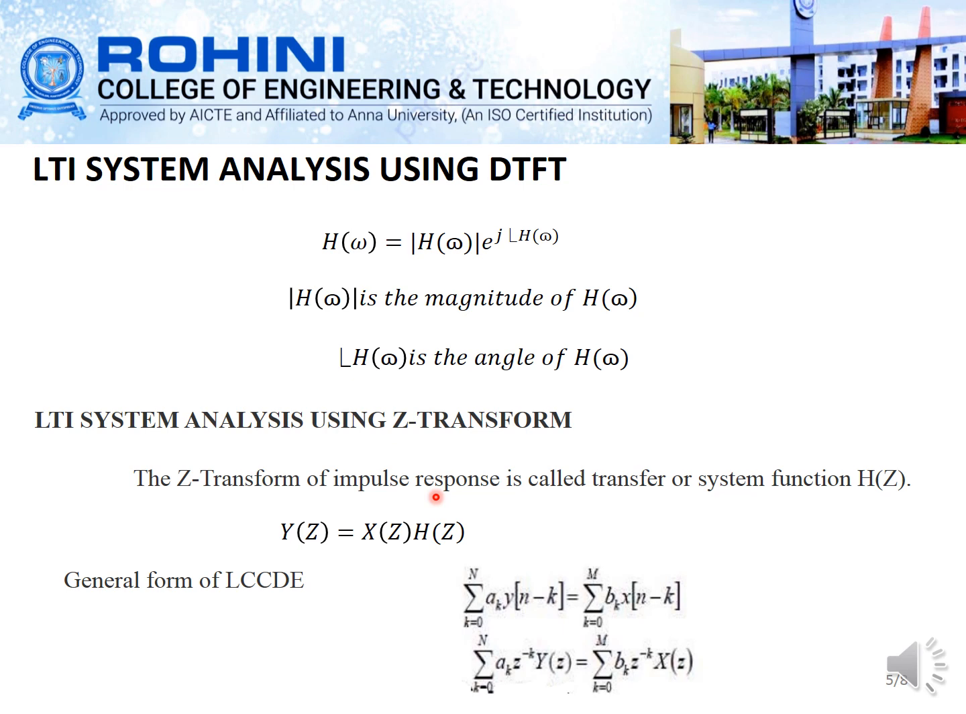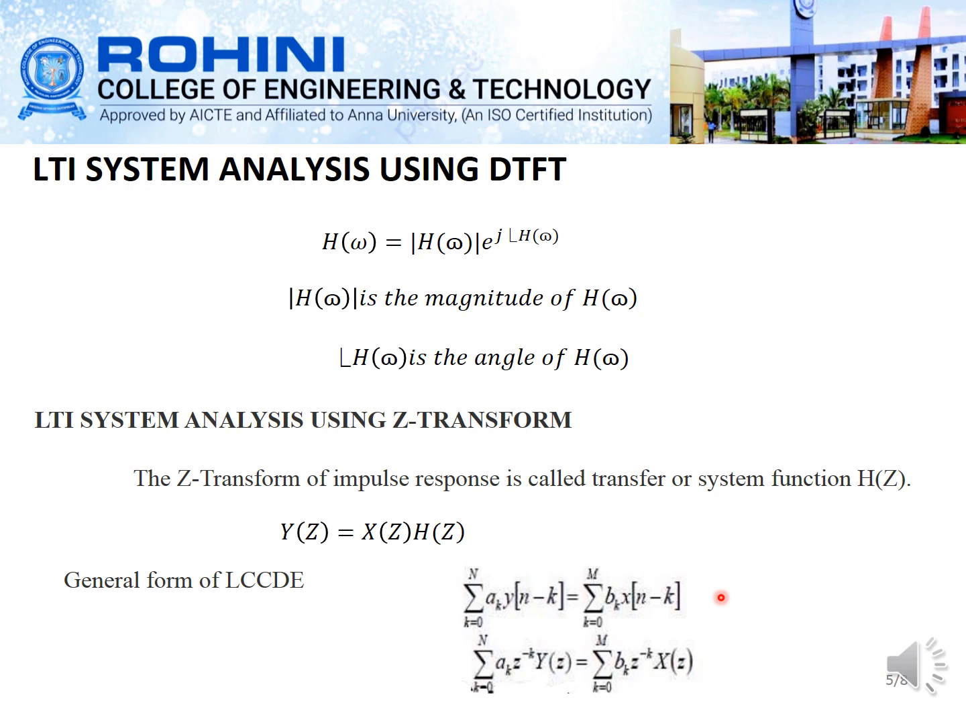The Z transform of the impulse response is called the transfer or system function H(z). Then we can write Y(z) = X(z) H(z). And the general form of the LCCDE is given as summation k equals 0 to N a_k y[n minus k] = summation k equals 0 to M b_k x[n minus k].